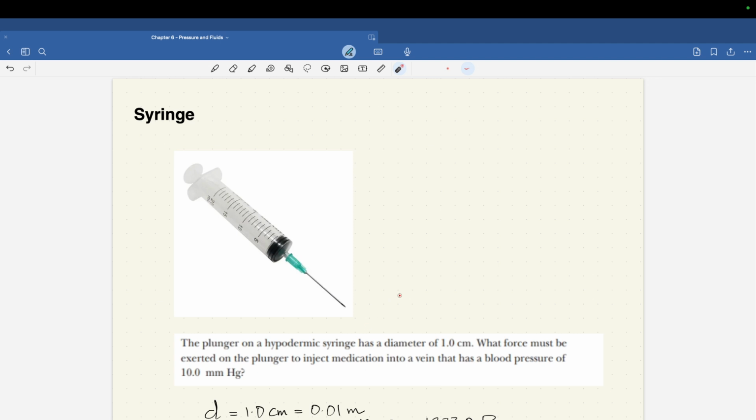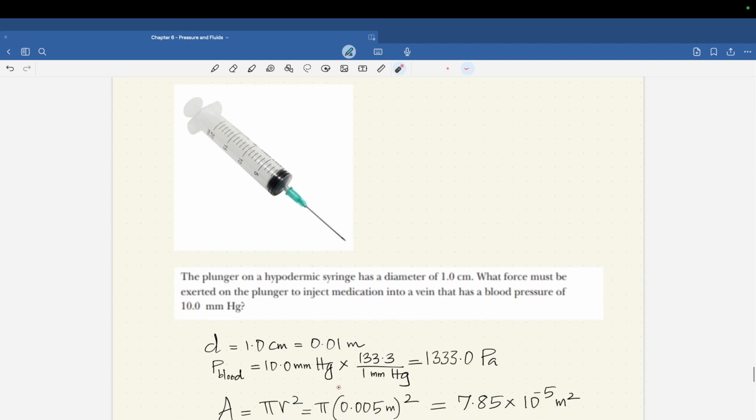So here is a question dealing with a syringe. A syringe has a bigger cylinder with the needle having a really tiny area. So the plunger on a hypodermic syringe has a diameter of 1.0 centimeter. So that's the diameter here, 1.0 centimeter. I should show this as the diameter. Okay. What force must be exerted on the plunger to inject medication into a vein that has a blood pressure of 10.0 millimeter mercury? So that's a typical value of pressure at a vein.